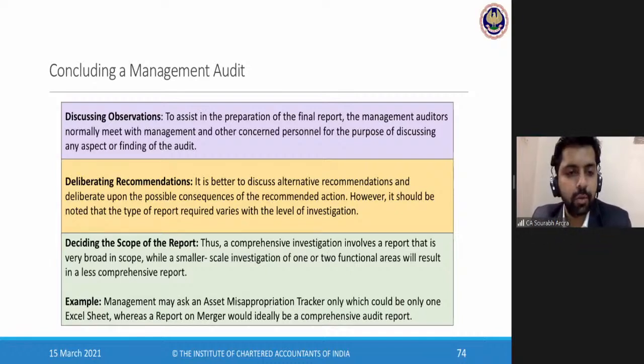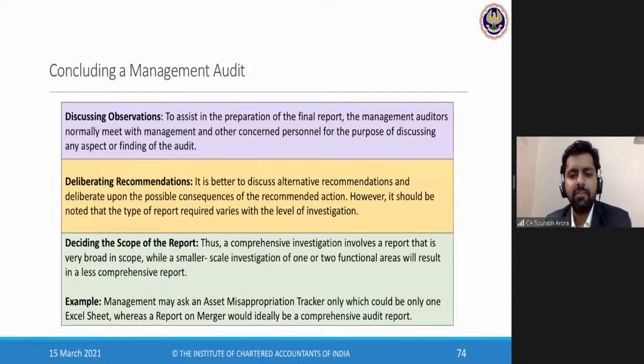So getting back to the topic, you should deliberate recommendations, and you should not just recommend them before discussing the alternative recommendations and consequences with the auditee, because those are the people who are actually process owners, who will face the practical difficulties and who know more about the processes on the ground, on field. So you should discuss it with them. So first is discussing observations, second is deliberating recommendations, third is deciding the scope of the report.